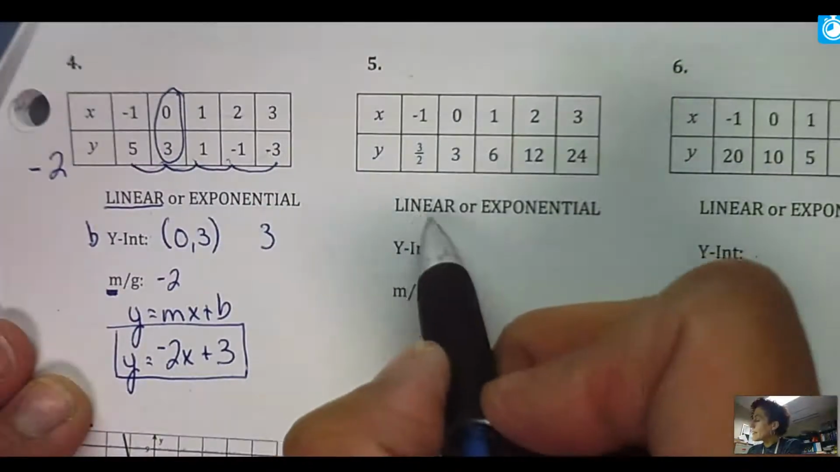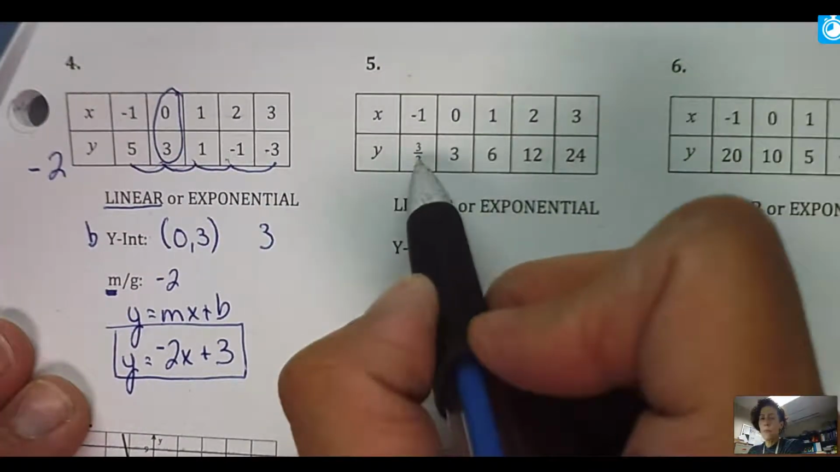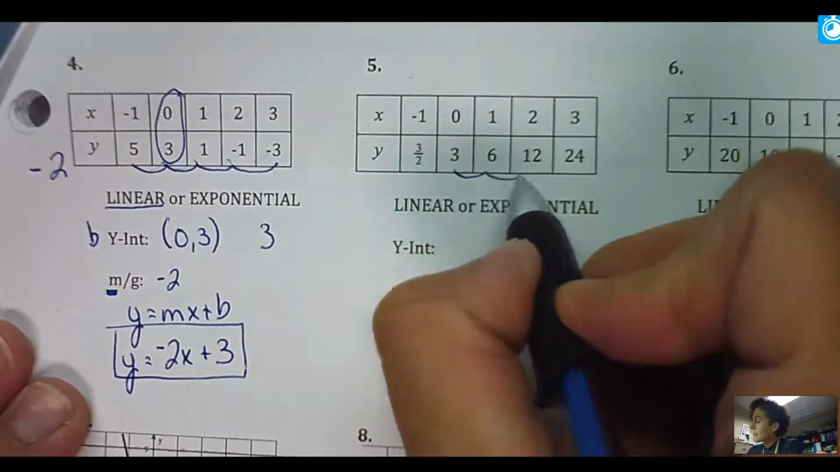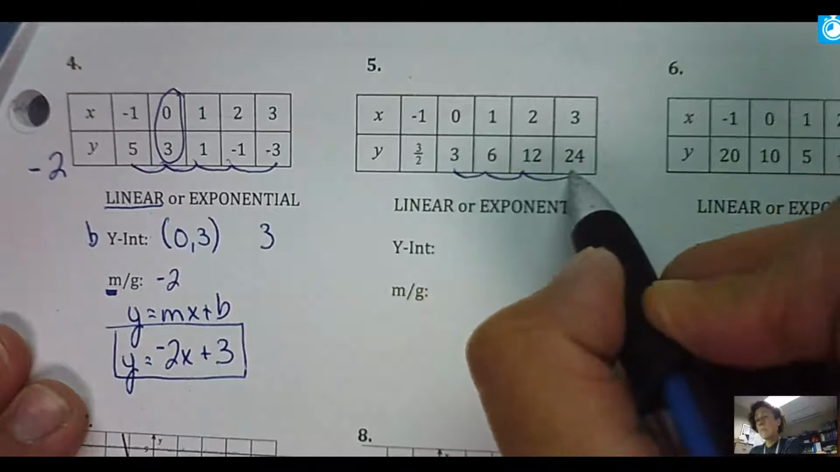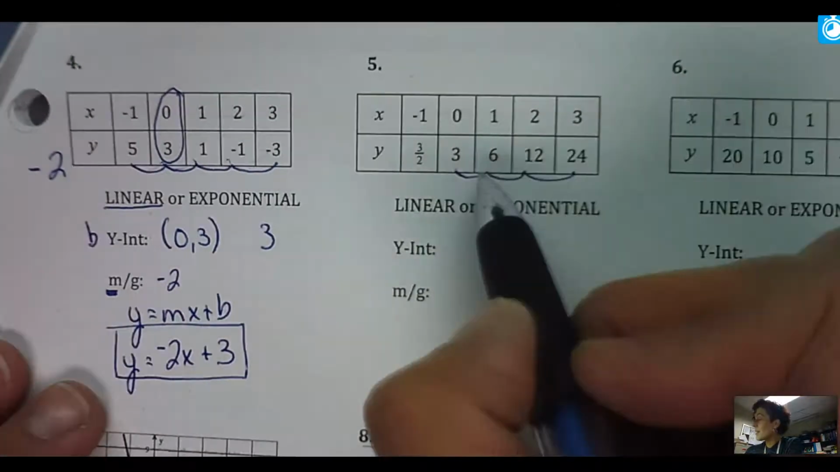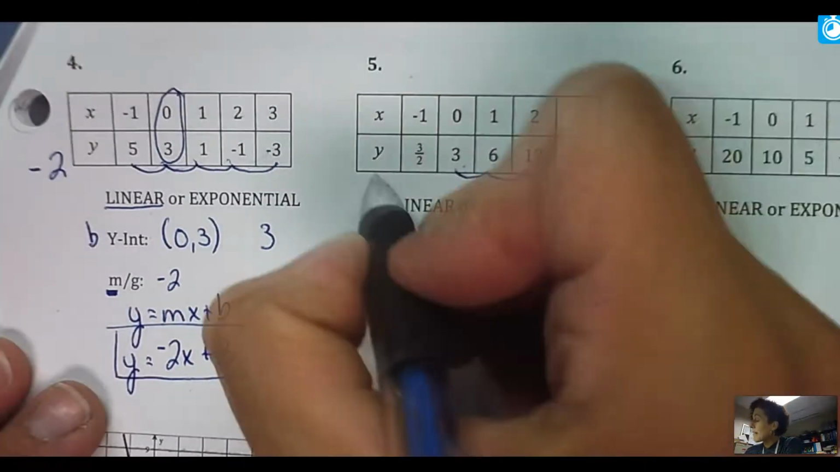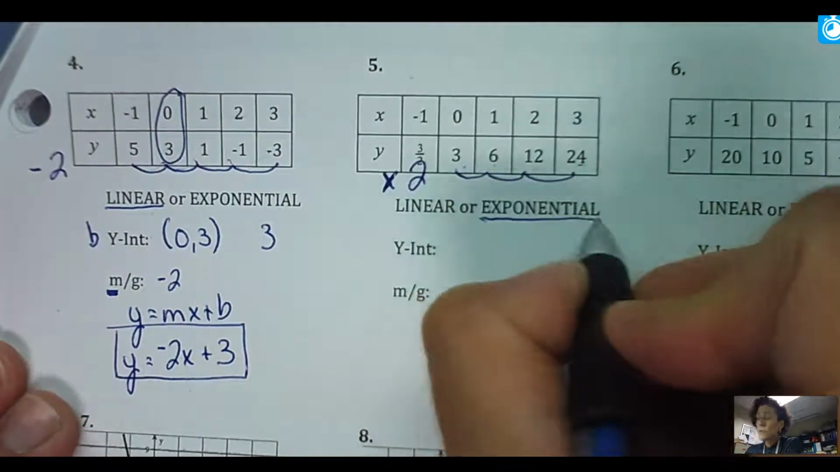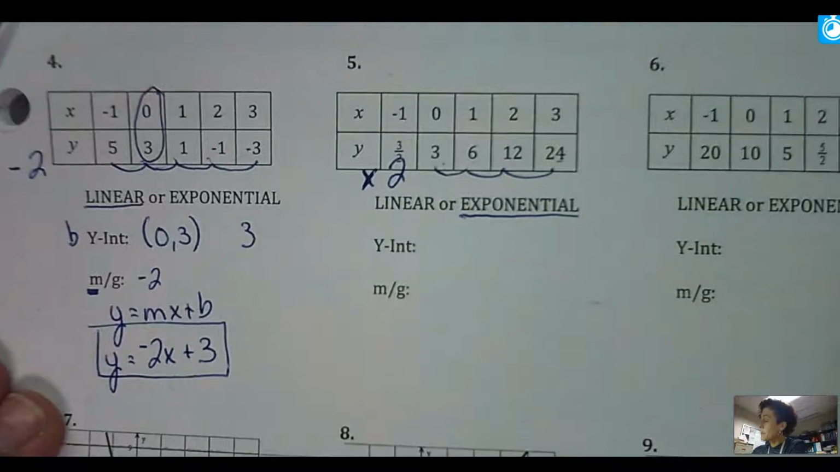So now I want to see, is this one linear or exponential? So from 3/2 to 3, not so great with that. So how do I go from 3 to 6, 6 to 12, 12 to 24? It's getting bigger. So again, I always just look for addition. I'm not adding the same amount, but I am multiplying, and I'm always multiplying by 2. So since it's multiplying, that's going to be exponential.